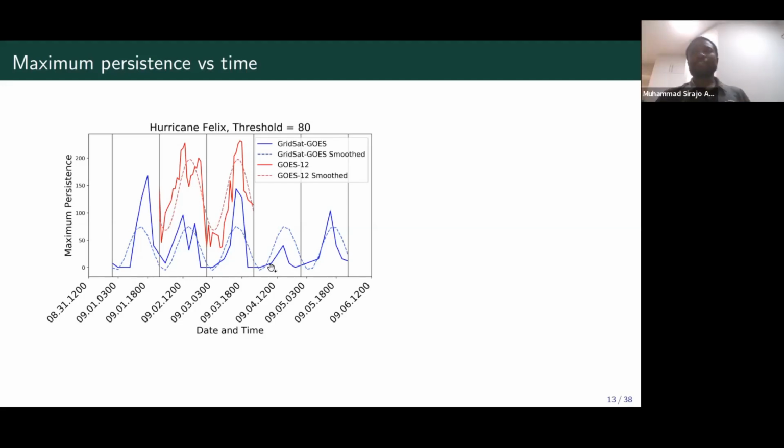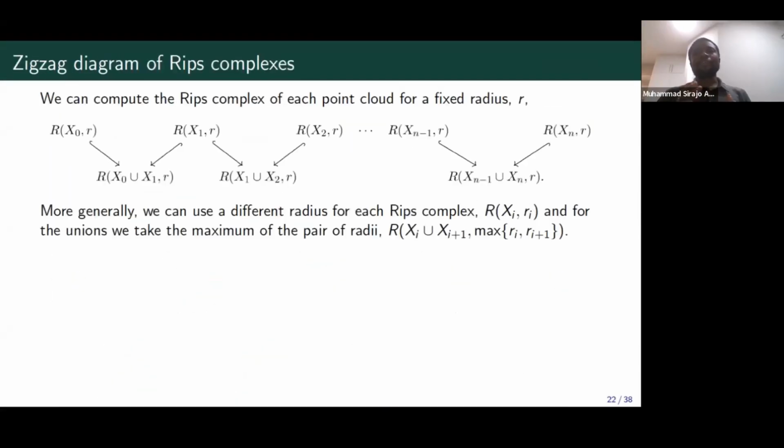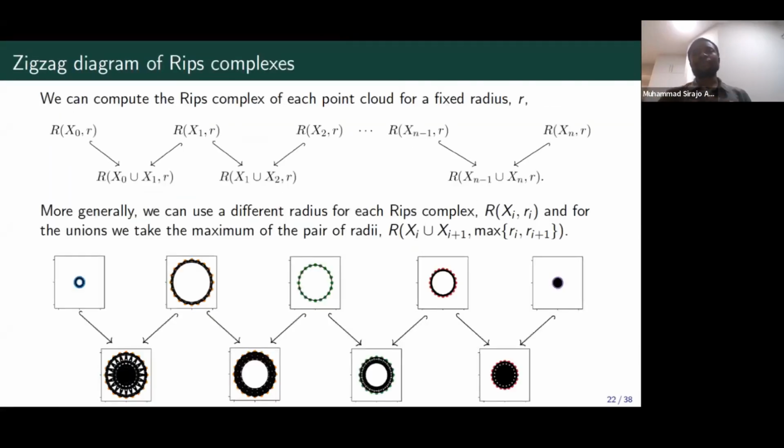And the other one is with regards to zigzag persistence. My question is, does it only work on a set or sequence of point clouds that has a kind of order? I see it moves from a point up to a bigger cycle, then it goes down to a point.